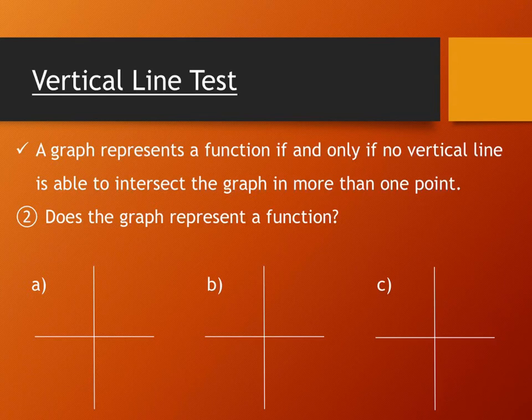The vertical line test is actually a way of checking from a graph whether or not we have a function. So a graph will represent a function if and only if no vertical line crosses or intersects the graph in more than one point. I'm going to draw some examples here. Go ahead and write that definition down. So the idea is that we sort of drop these vertical lines through our graph and we check, does it cross it once or does it cross it more than once?